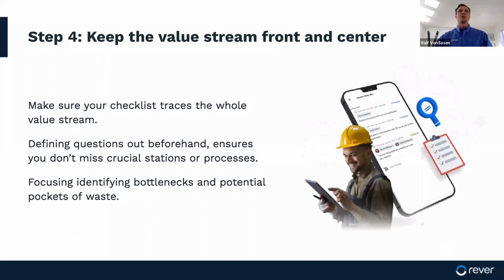Fourth, keep the value stream front and center. Make sure your checklist traces the whole value stream. Defining questions out beforehand ensures you don't miss crucial stations or processes. Focusing on identifying bottlenecks and potential pockets of waste.